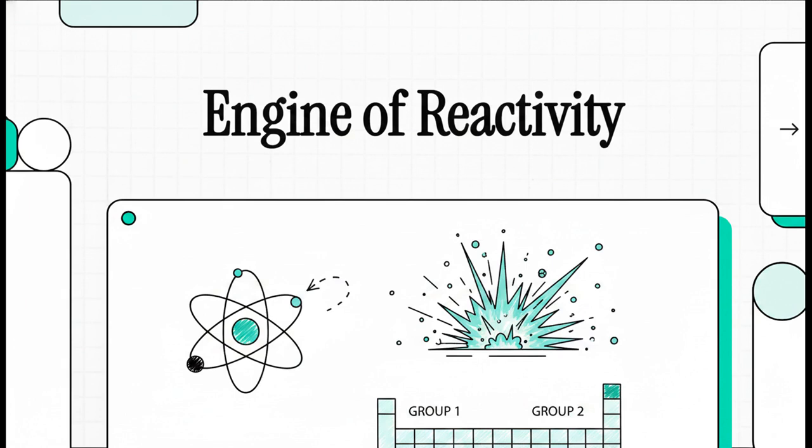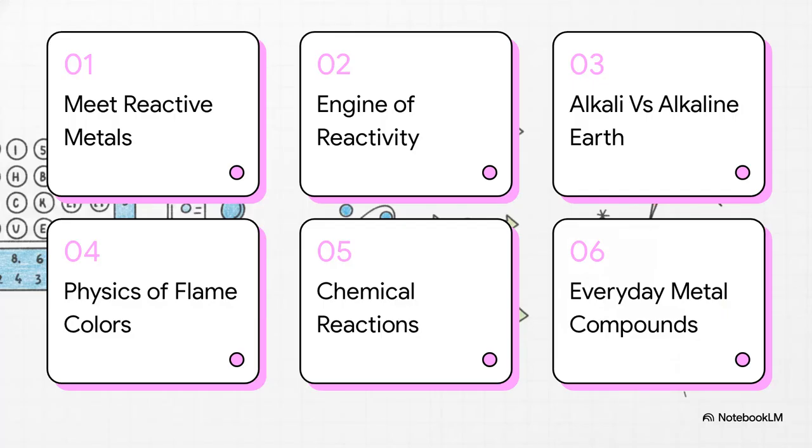We really want to understand exactly how these core concepts work, literally down to the movement of single electrons, to see what actually makes these elements the true engines of reactivity. To do that, here's our roadmap. Section 1, Meet the Reactive Metals. Section 2, The Engine of Reactivity. Section 3, Alkali versus Alkaline Earth. Section 4, Physics of Flame Colors. Section 5, Chemical Reactions in Action. And finally, Section 6, Everyday Metal Compounds.